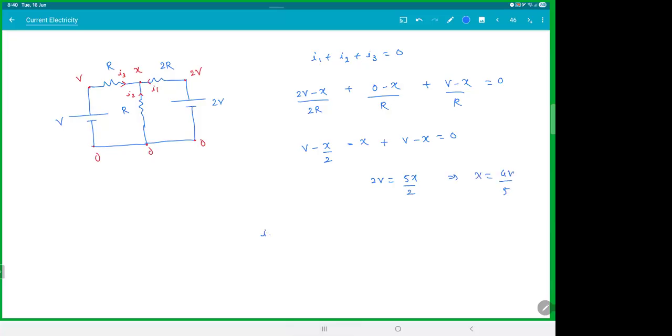You're done. So I1 will be 2V minus X. That's 5 to 10 minus 4, 6, 3V by 5R. So plus sign. My direction is right. I2 will be minus 4V by 5R. My direction is wrong. It's not going up. It is coming down. I3 is V by 5R. My direction is right. All got this? Easy stuff? Yeah. That's how you handle this.